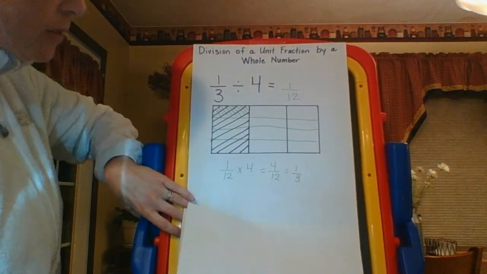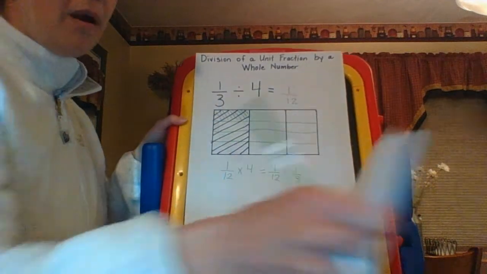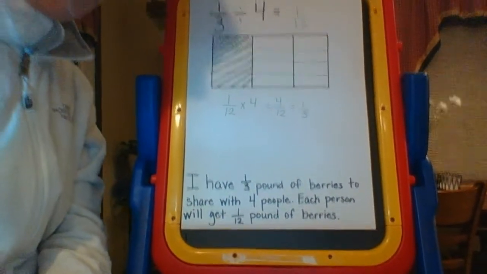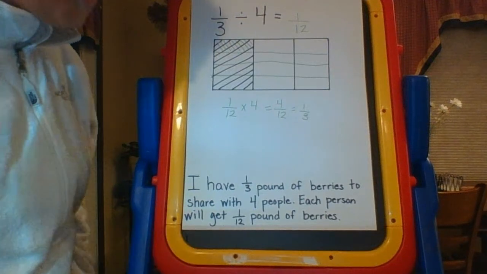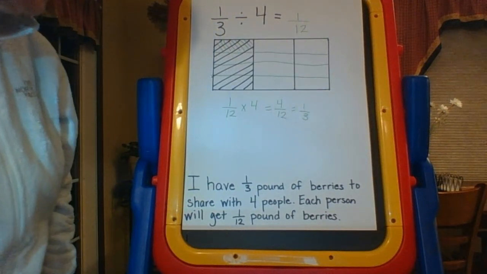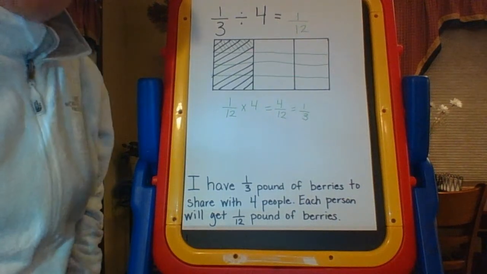The last part I want you to think about too is how I can turn that into a word problem. So if you take a look down here, I'm going to relate it into context. So I can say that I have 1/3 pounds of berries to share with 4 people. Each person will get 1/12 pounds of berries.